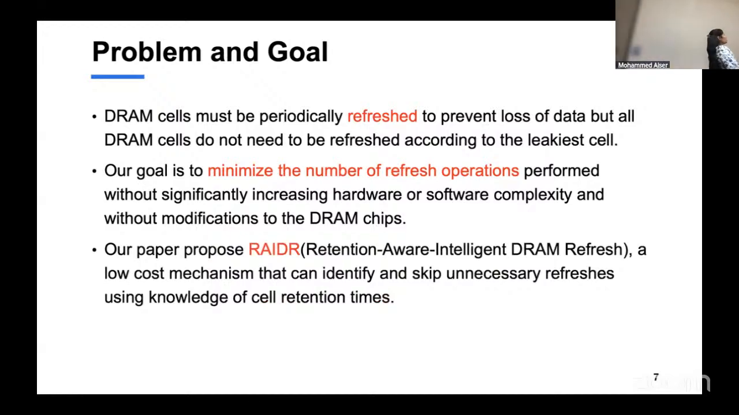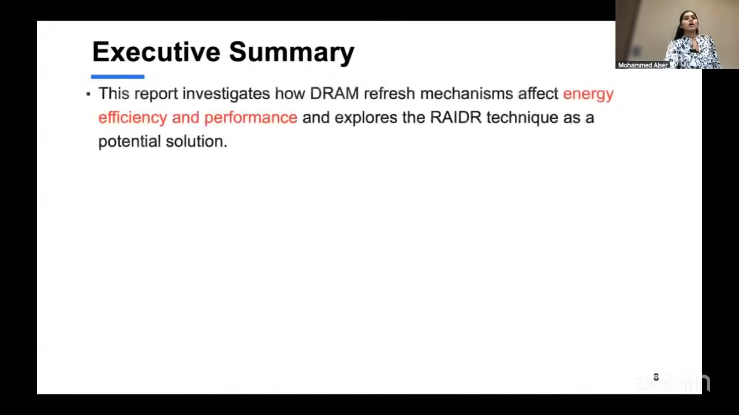And our paper proposes RAIDR, that is Retention-Aware DRAM Refresh, which is a low cost mechanism that can identify and skip unnecessary refreshes using the knowledge. As I mentioned, the constraint is retention times. Continuing that, I wanted to add some more about the summary of the paper. So this report investigates how DRAM refresh mechanisms affect the energy efficiency and performance, and explores the RAIDR technique as a potential solution.